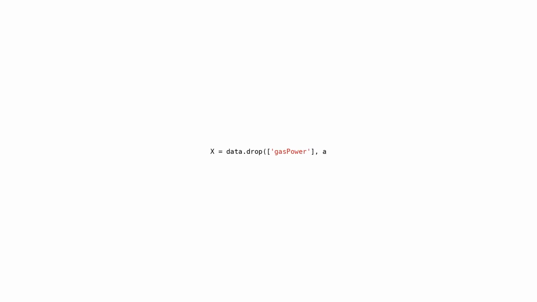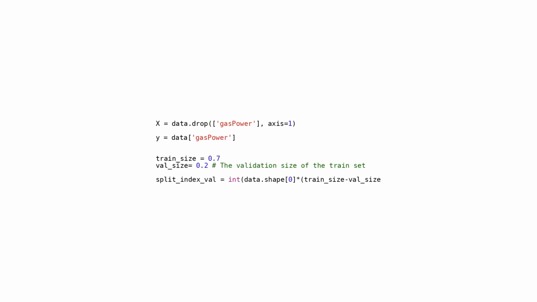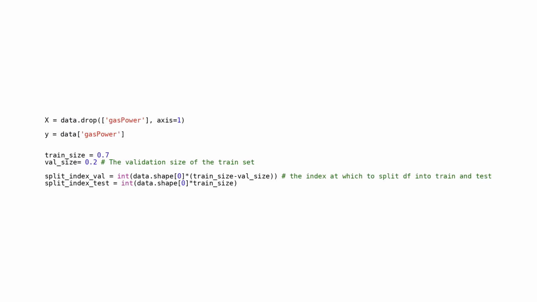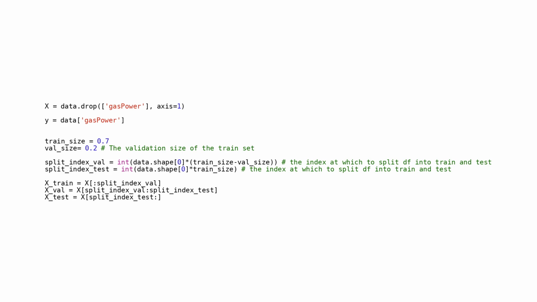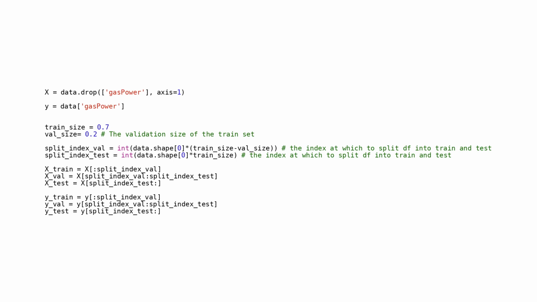This Python code snippet creates training, validation, and test sets from a dataset called data for machine learning. The dataset is divided into features X and labels Y, with gas power as the label to be predicted. The training and validation sets make up 70 and 20 percent of the dataset, respectively, and the remaining 10 percent is allocated to the test set. The code calculates the indices to split the data based on these proportions and creates the respective sets of features and labels. The training set is used to train the model, the validation set is used for model evaluation during tuning, and the test set is used to assess the model's performance after training.